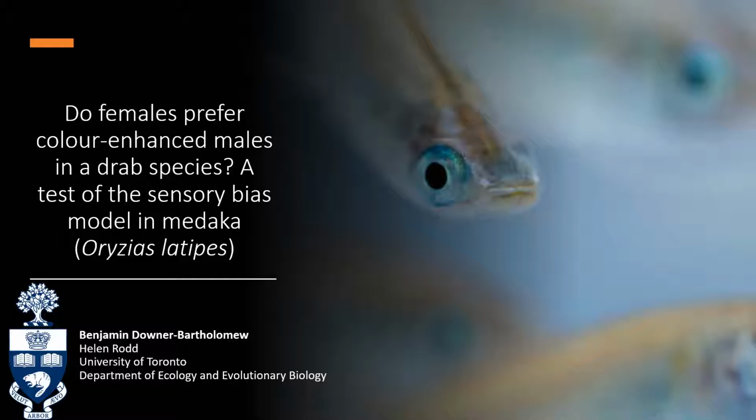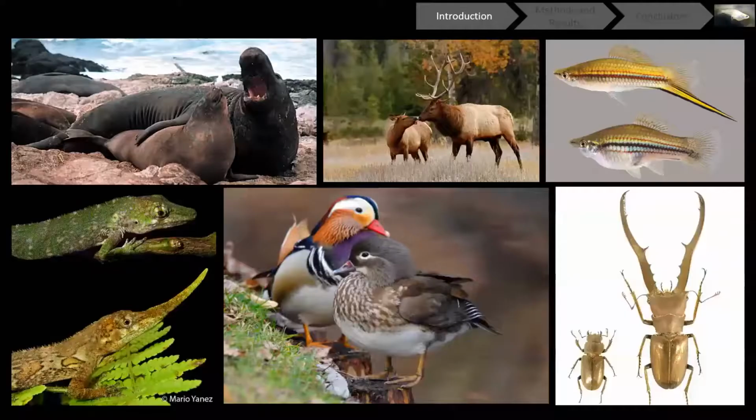Today I'll be talking to you about the evolution of female mating preferences and a test of the sensory bias model. When looking across the many animal species, a common trend that we see is that males and females drastically differ in their phenotype. This sexual dimorphism that we observe is caused both by natural and sexual selection.